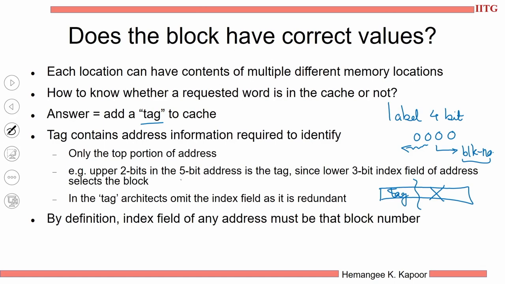For example, if you have a 5-bit address and you have 8 entries in the cache, you are going to use 3 bits to identify the block number, that is which box of the cache you are going to go, and hence 5 minus 3, that is 2 bits, are going to be stored as the label or the tag of the block.